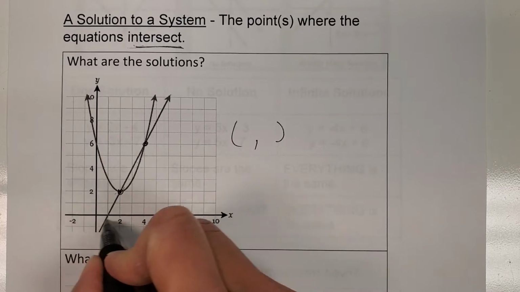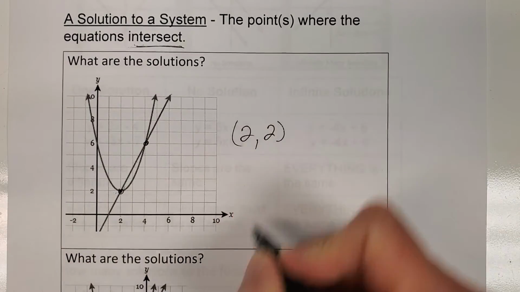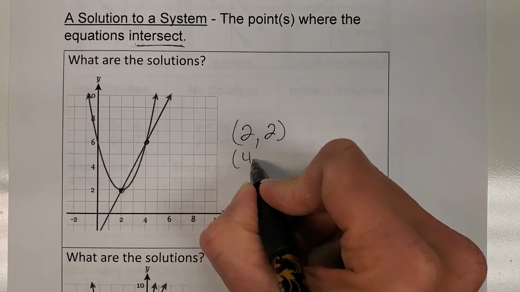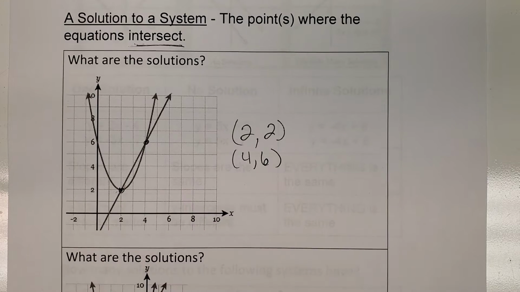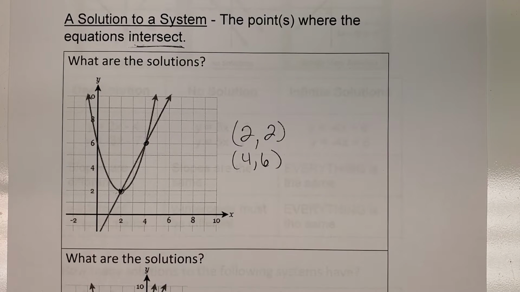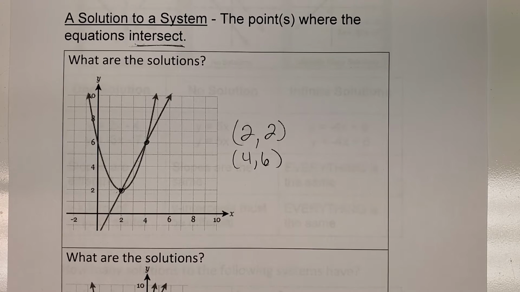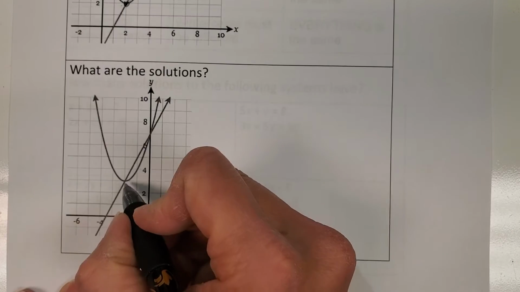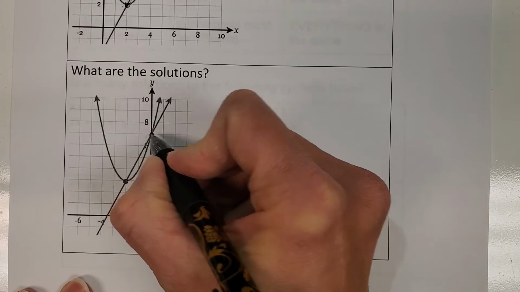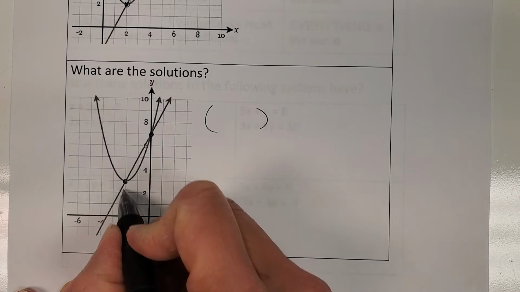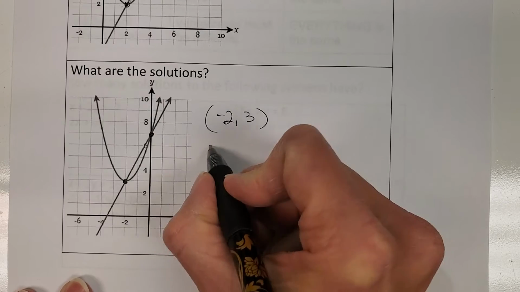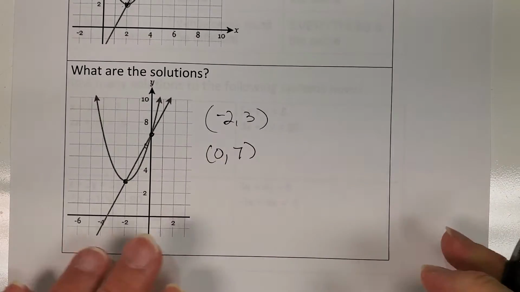2, 2. 2 to the right, 2 up. So one of my solutions for this system is (2, 2). The other one is right here, and that would be (4, 6), over 4, up 6. So it's that easy. A solution is just simply telling what points the graphs are intersecting on. So we'll do one more of those. Where do these two intersect? Well, right here and right here. And so if we write those 2 points down, it's (-2, 3) and (0, 7). And those are our solutions.